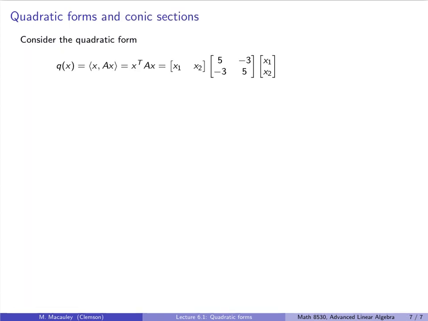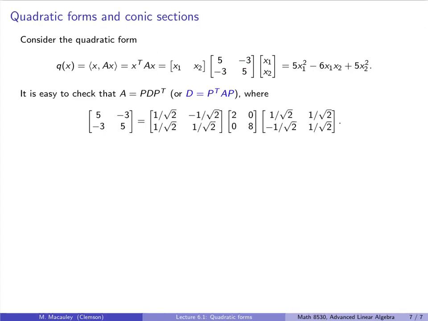Here is a quadratic form, q of x equaling x transpose times this matrix, 5, -3, -3, 5 times x. Multiplying this out, it's 5x1 squared minus 6x1 x2 plus 5x2 squared. See where the -6 comes from? That's the sum of these two things. It is easy to check that the eigenvalues of A are 2 and 8. And the corresponding eigenvectors lie on the lines y equals x and y equals -x.